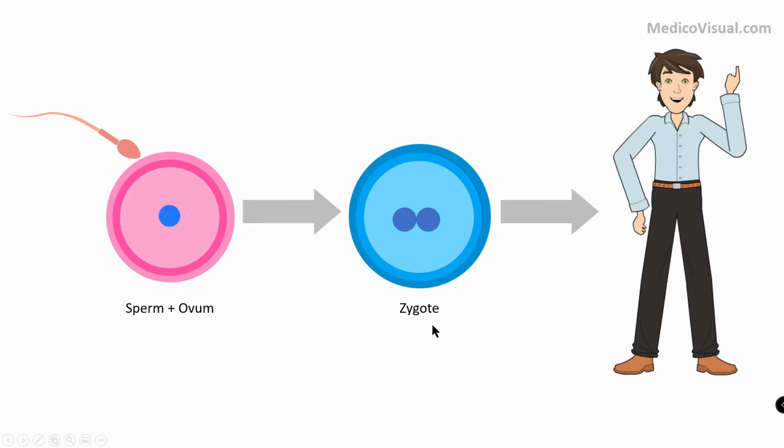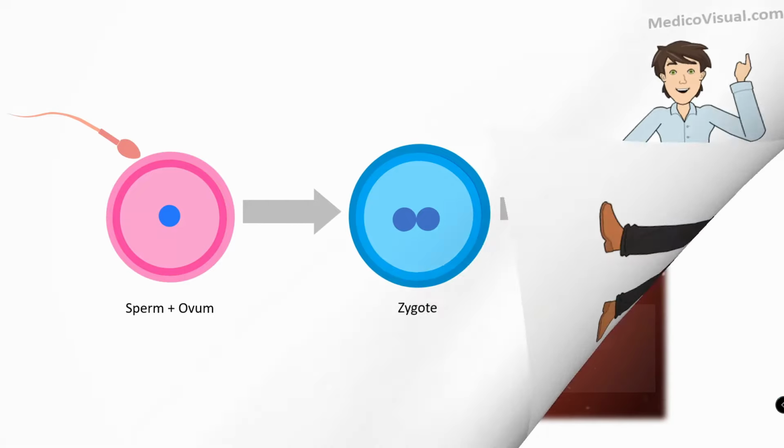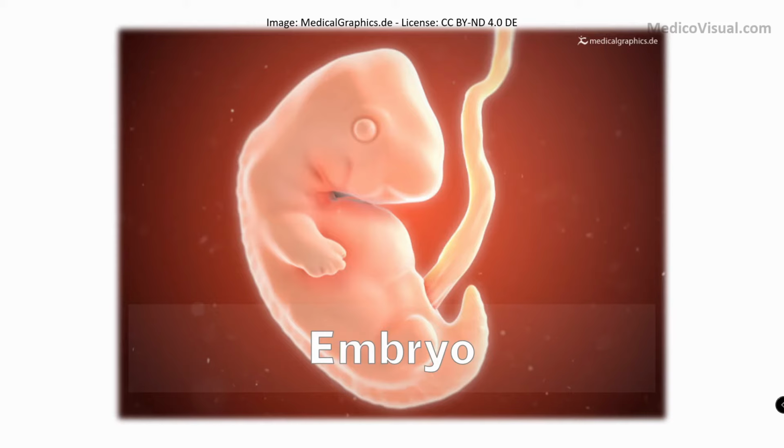So what is the definition of zygote? A zygote is a cell that is formed by fusion of male and female gametes. It is a cell formed by the process of fertilization, and it has the potential to form all the cells of an organism. It has the potential to form a complete organism. It is totipotent. So this is the zygote. And what is an embryo?